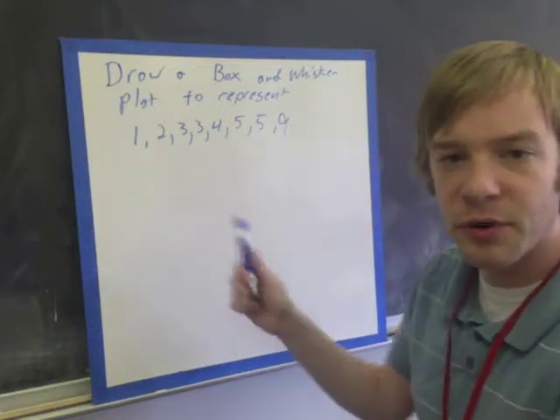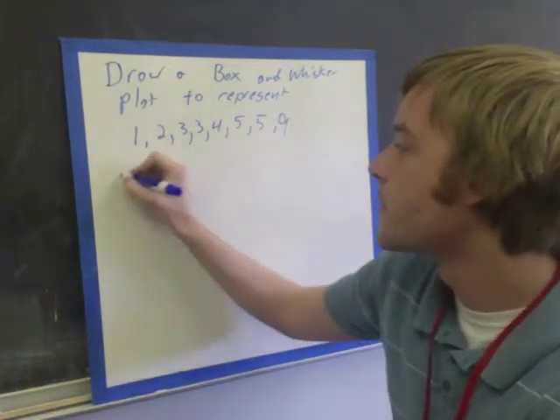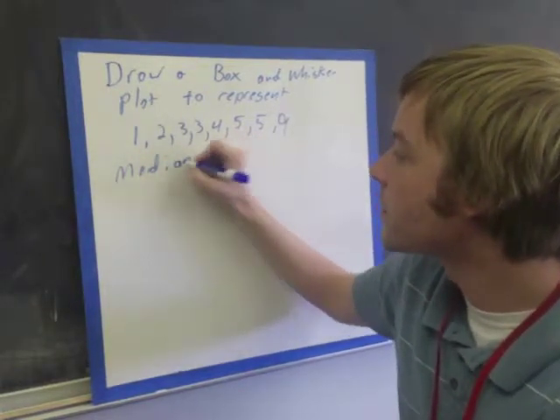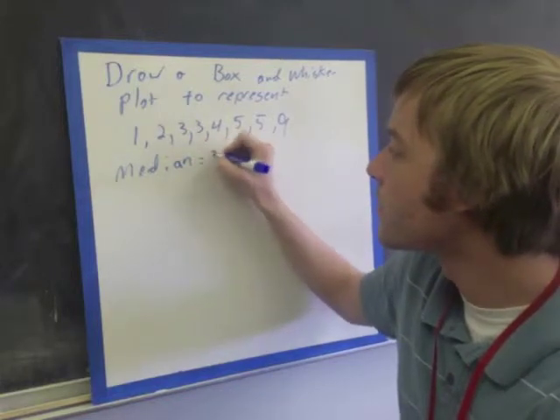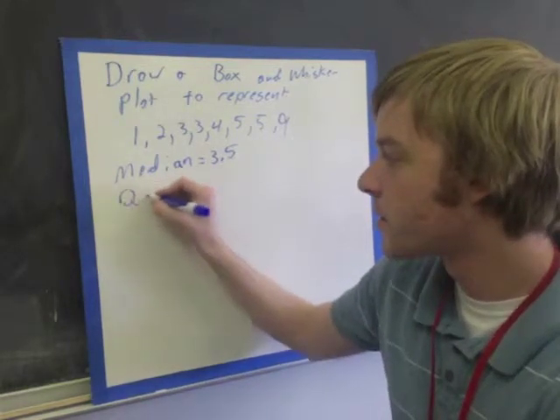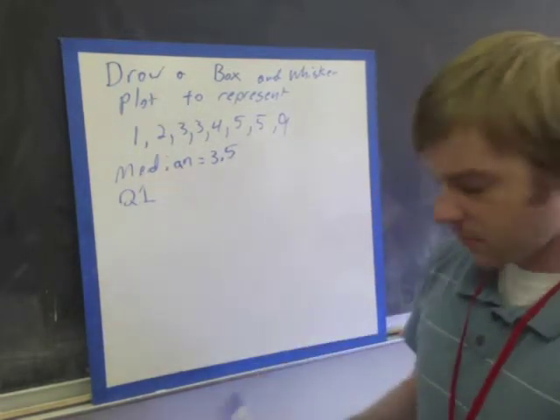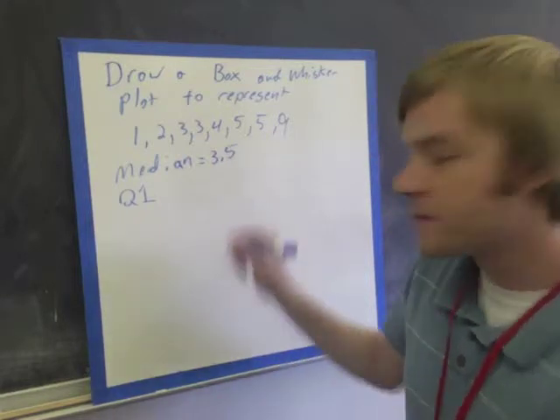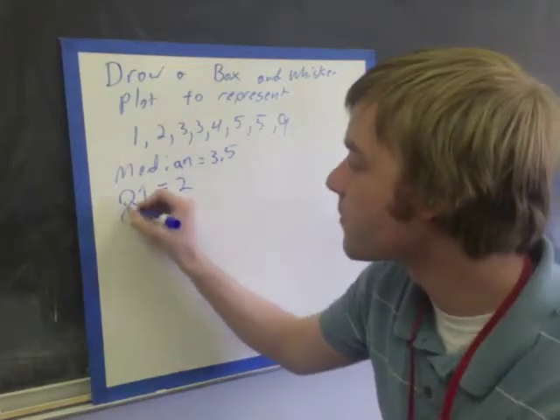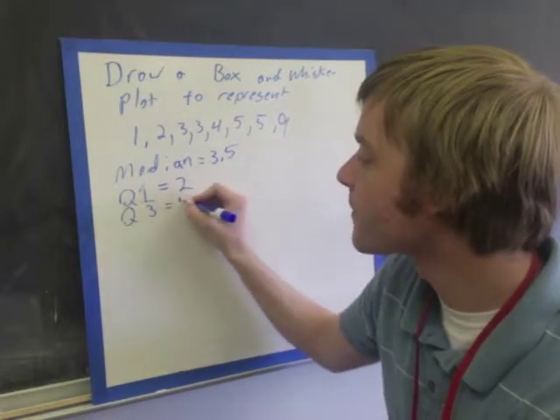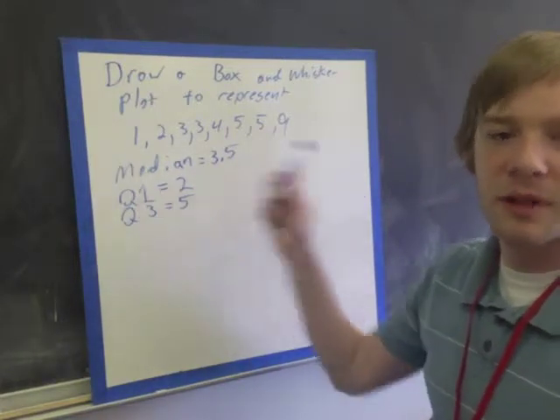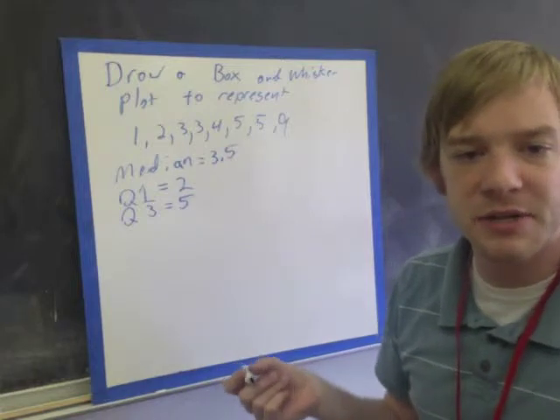Okay, so let's write down the important information that we had from the last slide. Our median is 3.5. Our first quartile was 2, and our third quartile was 5. Now we also need the minimum and the maximum. Well, the minimum is 1, and the maximum is 9, simply because they're the smallest and the biggest numbers.